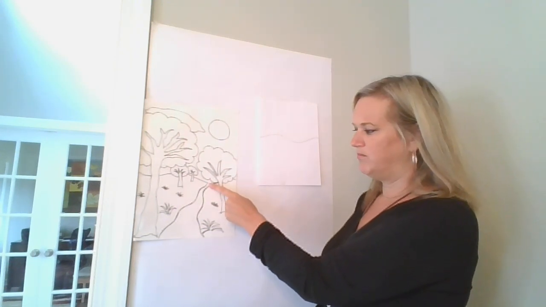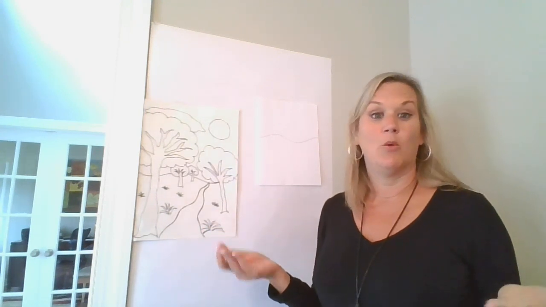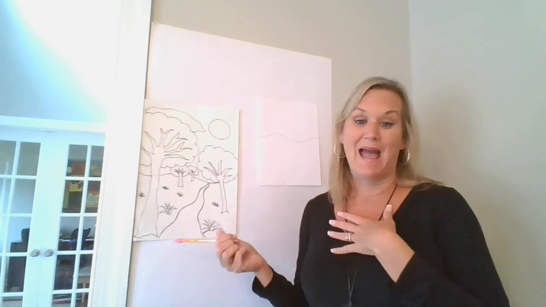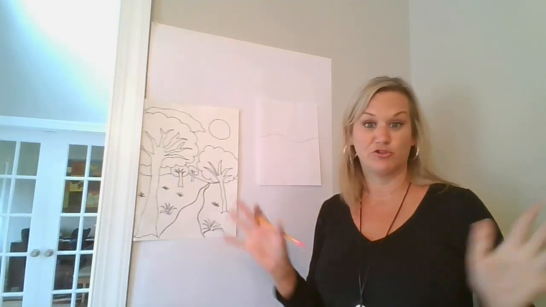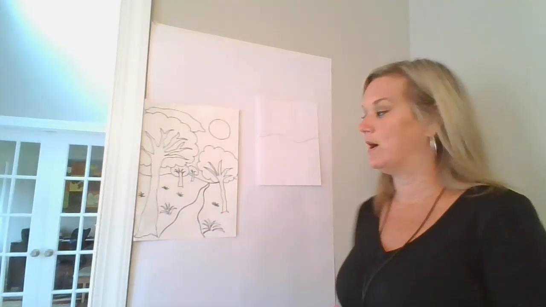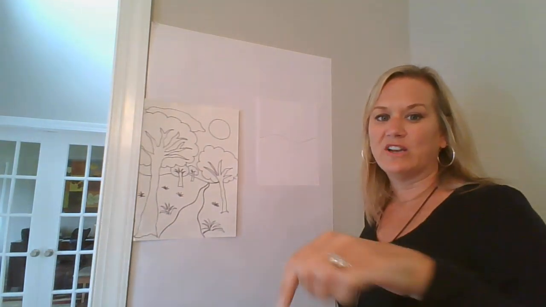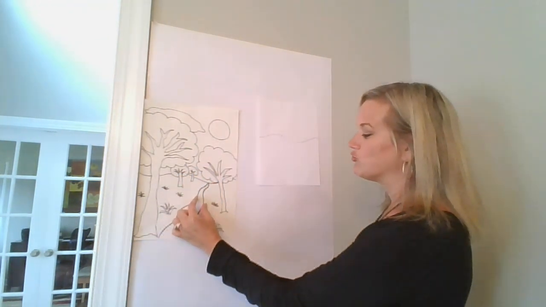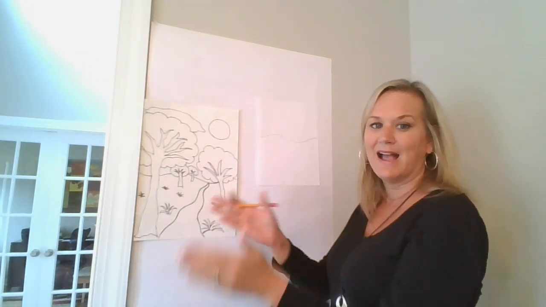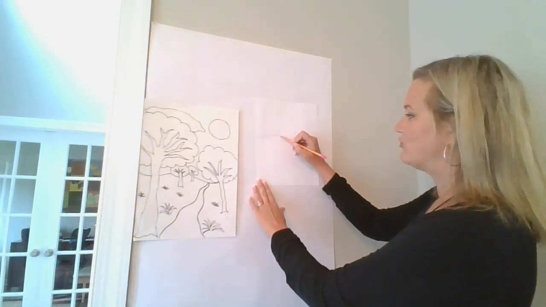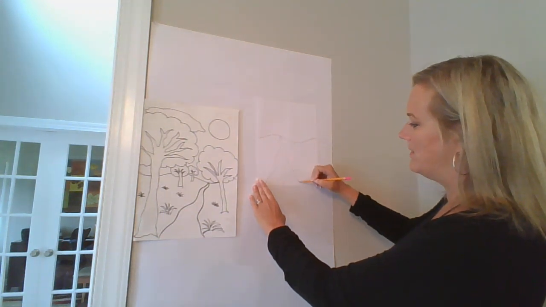Now this could be a stream or a path. Depending on when you add color, I'm choosing a path, but if you want to make it a stream or a river, totally fine. It can be either one. So back to the vanishing point right here. And then you are going to draw a triangle, and in this case it's a wavy triangle because we want it to be naturally curvy, a wavy triangle that gradually opens up.